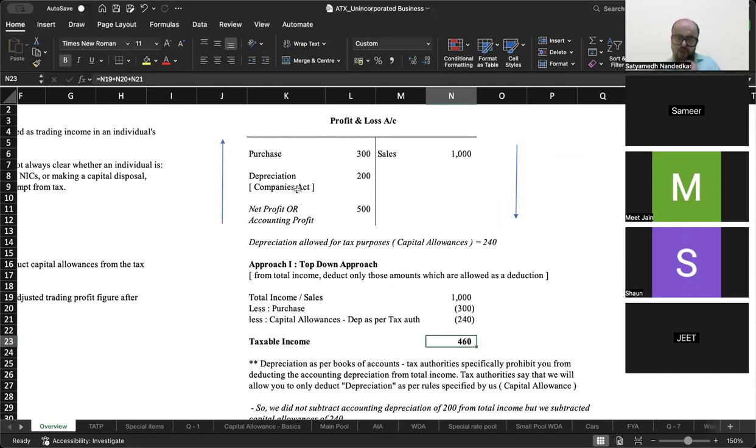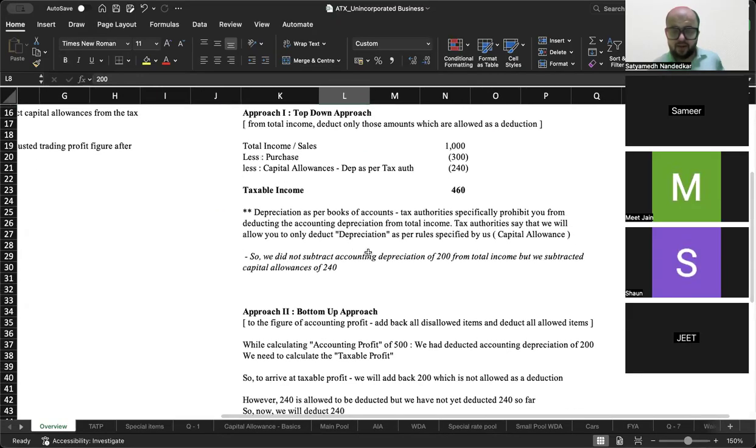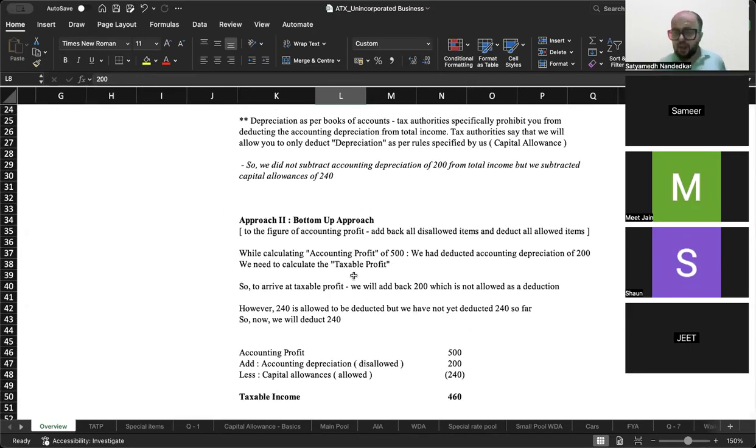The bottom up approach says that you start from the net profit, which is the accounting profit. ठीक है. अब शुरुआत करो from accounting profit, which is after subtracting all the expenses in the P&L. So depreciation as per Companies Act and all of these expenses have been subtracted while arriving at the net profit. आपको निकालना है taxable profit. So while arriving at this 500 का accounting profit, 200 of accounting depreciation was subtracted, and this is not allowed as per the income tax provision. So 200 को आप add करो and then you subtract the capital allowances as per the Income Tax Act.